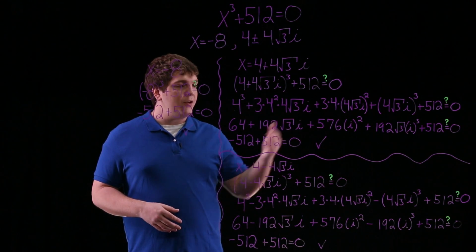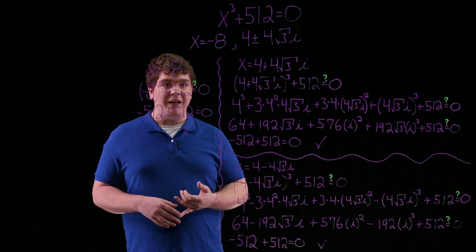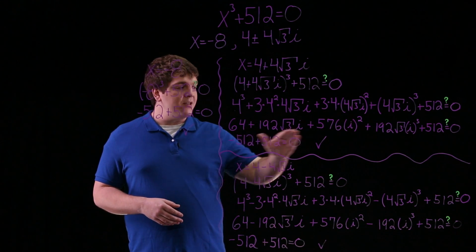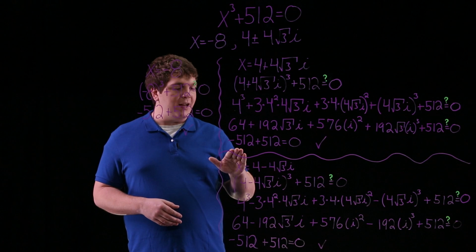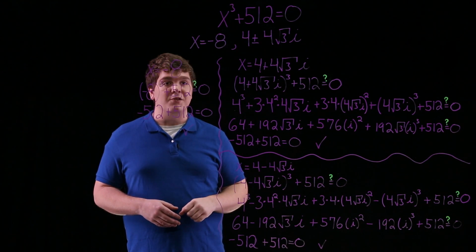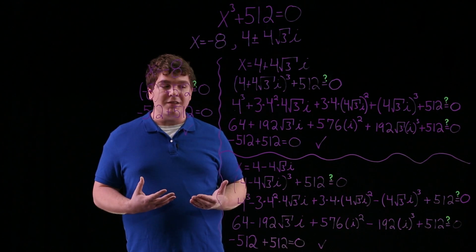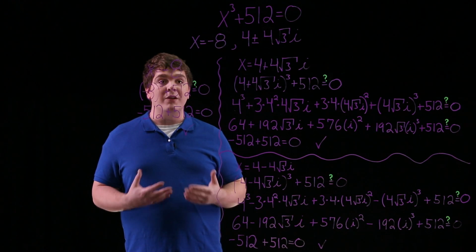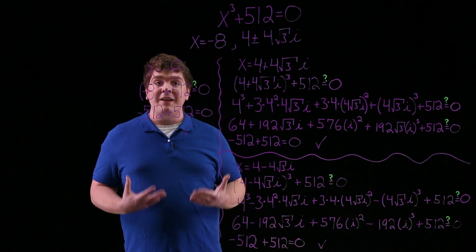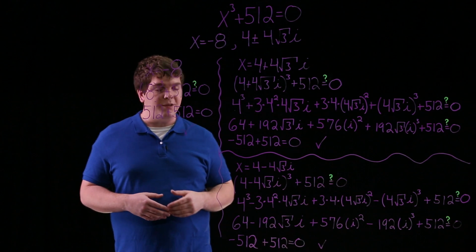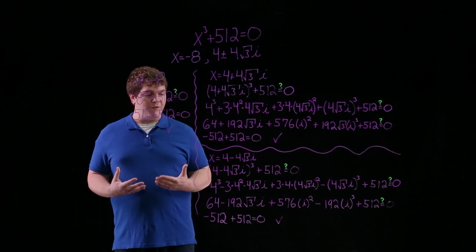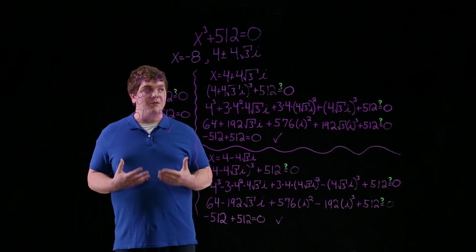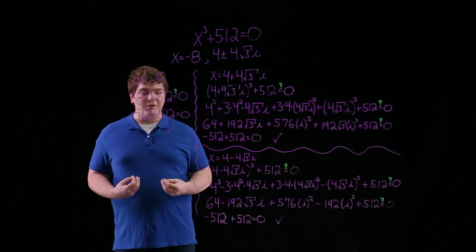Well, here, we'll use the fact that i squared is -1, and i cubed is -i. So the equation reduces to -512 plus 512, and we want to know, is this equal to 0? Well, yes it is. So x equals 4 plus 4 times the square root of 3i is a solution to our original equation. And checking that x equals 4 minus 4 times the square root of 3i is similar to checking x equals 4 plus 4 times the square root of 3i.